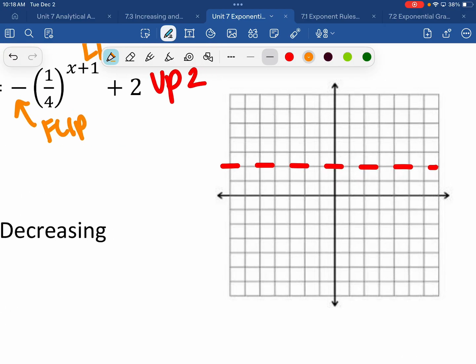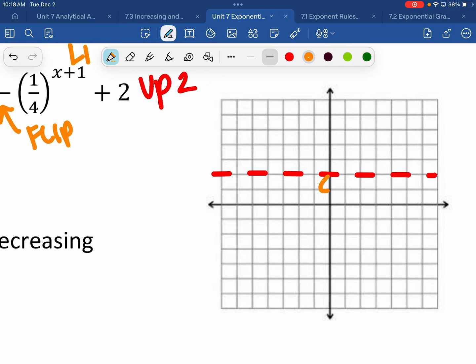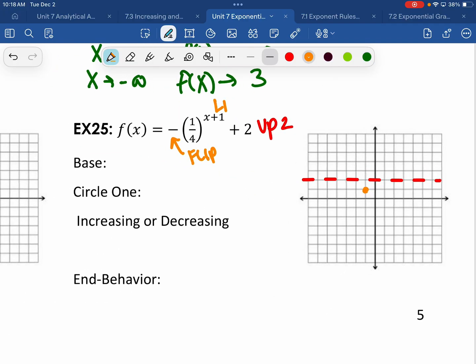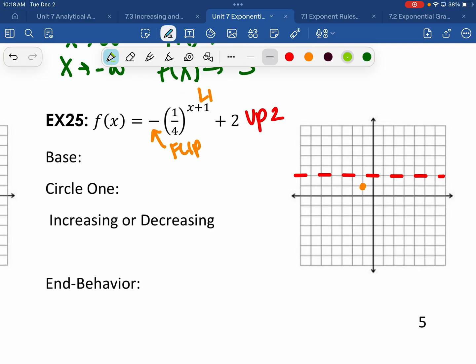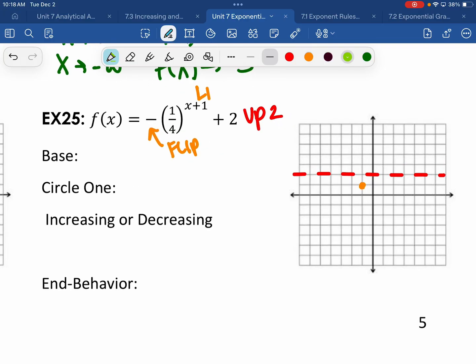All right, so my starting point is going to be 1 below, but it's going to get moved to the left. So my initial condition is going to be right there, 1 away from the asymptote, but to the left one. Okay, the base. What would the base be? Decay. It's 1/4, which is a decay. Decays are going to start away and then go towards your asymptote. So it'd be increasing.